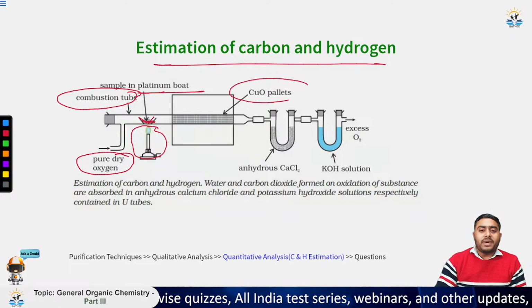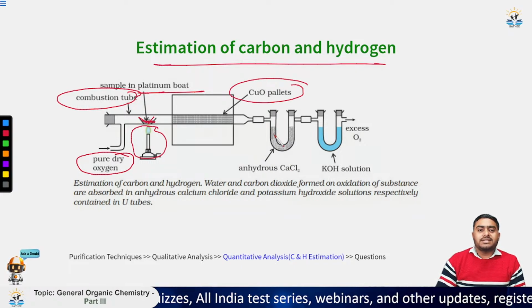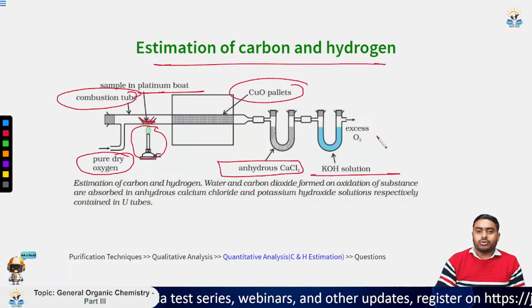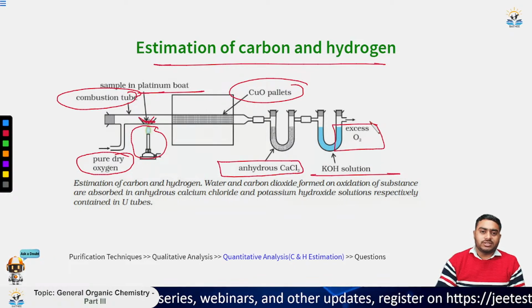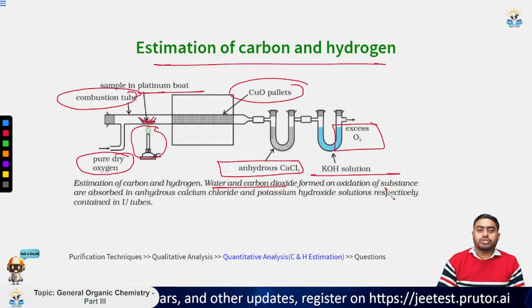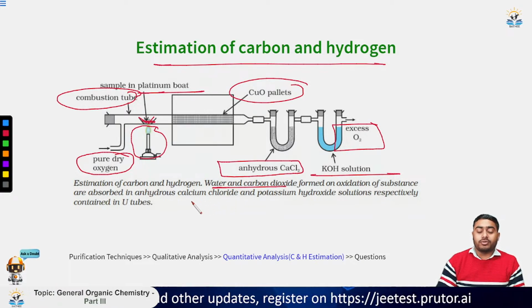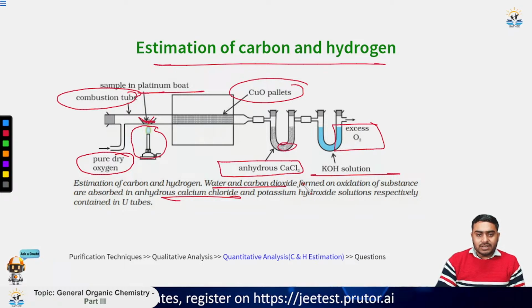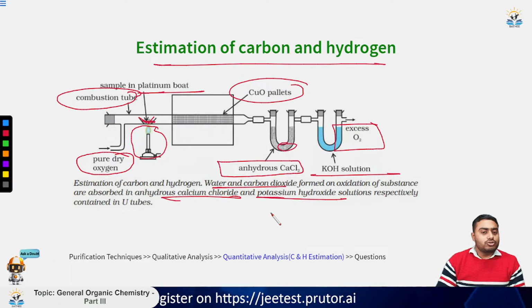These are CuO pellets, copper oxide pellets. This is anhydrous CaCl2, calcium chloride. This is KOH solution and this is excess of oxygen. So in the estimation of carbon and hydrogen, water and carbon dioxide formed on oxidation of the substance are absorbed in anhydrous calcium chloride, you can see the bubbles, and potassium hydroxide solution respectively, contained in U tubes.